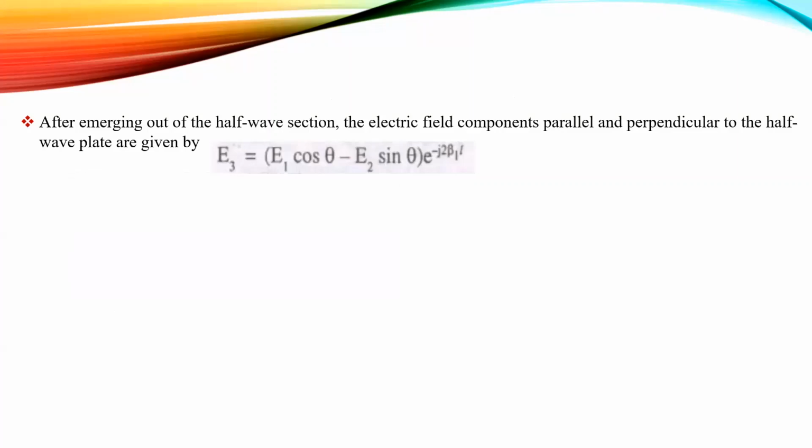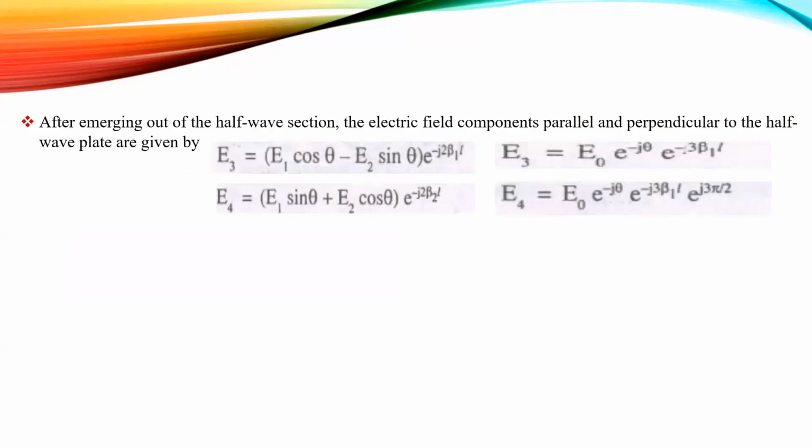After emerging out of the half wave section, these electric field components will have parallel and perpendicular components, that is E3 and E4. E3 is the parallel component and E4 will be the perpendicular component. So E3 is given by E1 cos theta minus E2 sin theta, e power minus j2 beta1 L. If we substitute the previous equations for E1 and E2, finally we get E3 equal to E0 e power minus j theta, e power minus j3 beta1 L. Similarly for E4 we get E0 e power minus j theta, e power minus j3 beta1 L, e power j 3 pi by 2.